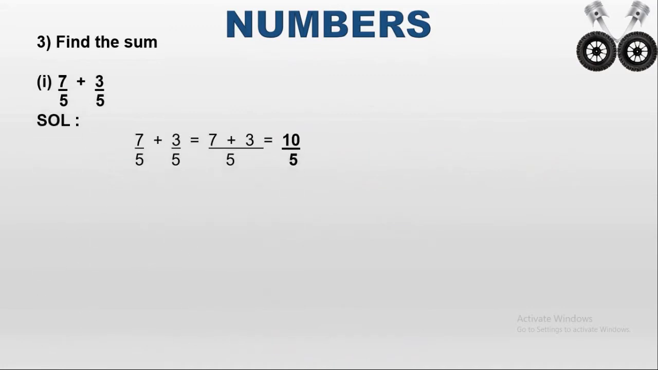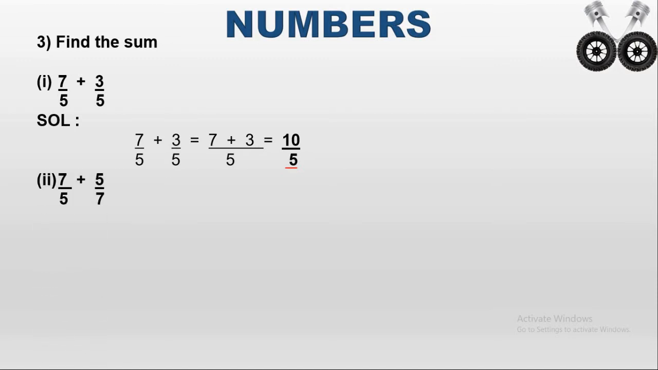So here 7 by 5 and 3 by 5 are the like fractions. So that means the denominators are same. If the denominators are same, we can add the numerators. So 7 by 5 plus 3 by 5 can be added as 7 plus 3 whole divided by 5. So 7 plus 3 is 10. So 10 divided by 5 is the answer for 7 by 5 plus 3 by 5.